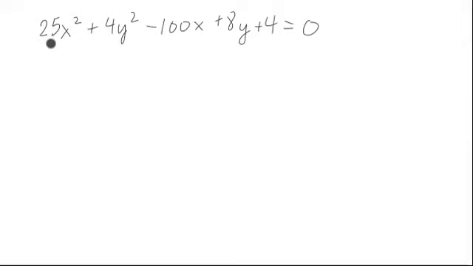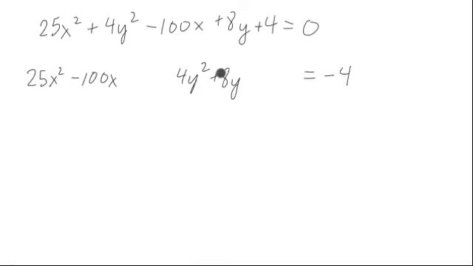Okay, so let's get going. We tackle it the same way as we would for a circle. Let's collect our x terms: 25x squared and the minus 100x. Let's collect the y's together: 4y squared plus 8y. And then this 4, let's put on the other side, so negative 4.